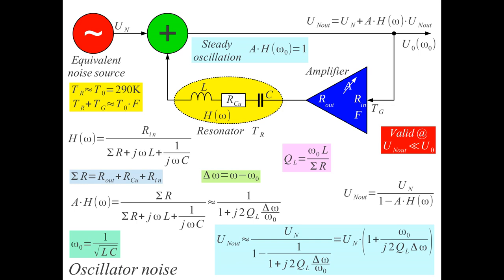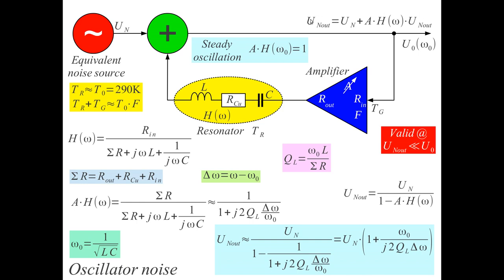In electronics, we consider on most occasions that our oscillator is producing a delta function, a very clean spectral line, an infinitesimally clean spectral line with some weak noise sidebands. The weak noise sidebands are here.